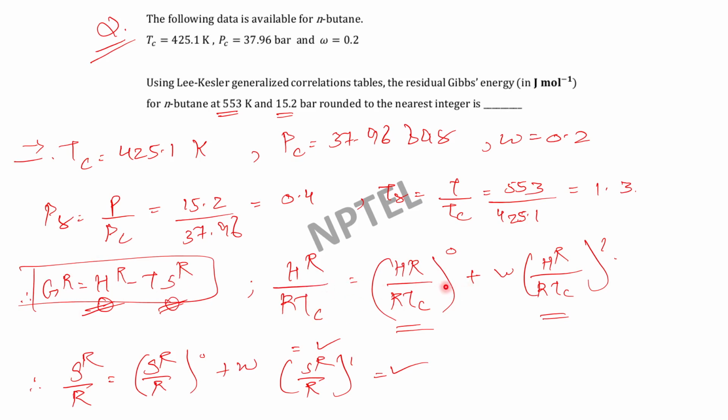Now we'll rearrange this equation and write it in terms of the eccentric factor, similar to Z equals Z0 plus omega Z1. Similarly, we have written the residual Gibbs free energy in terms of the eccentric factor, so it can be found using this equation. What you have to do is use the Lee-Kesler general correlation tables to find all these values and put them here to calculate the answer. This is a simple one, you just have to know how to look at the Lee-Kesler generalized correlation table. It is similar to the previous one, the only difference being that we are finding the residual Gibbs free energy.